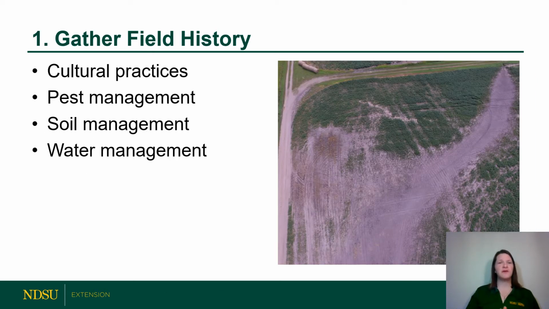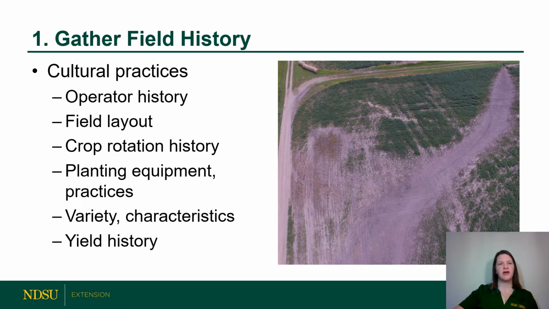So the first step is gathering your field history. This can be multiple components. The first component we have are cultural practices, pest management, soil management, and water management, and looking at these a little bit more in depth. Under cultural practices, we have what is the operator history? What is the field layout? The crop rotation history. We have planting equipment, which can vary between farmers. What variety was planted this year? What are the characteristics, the strong points of that variety? And also then looking at the yield history.